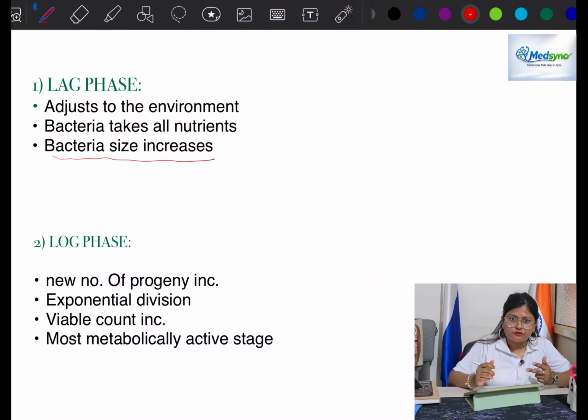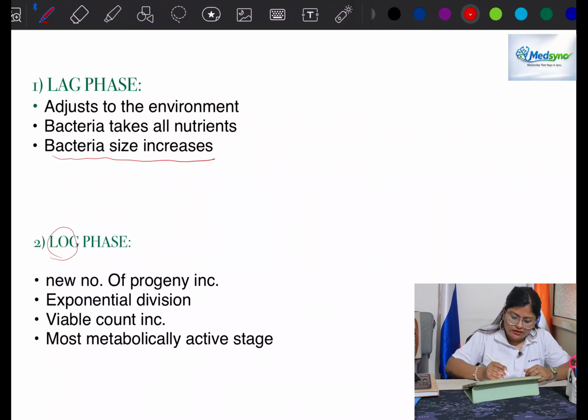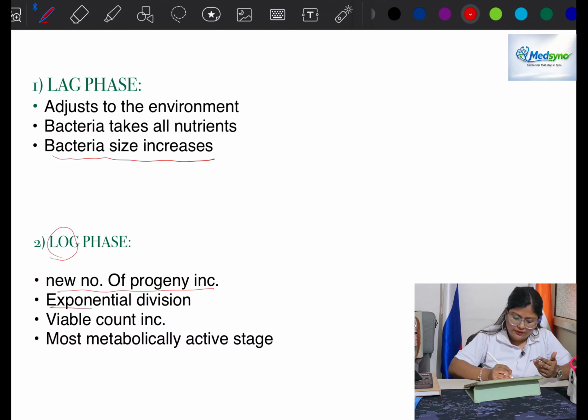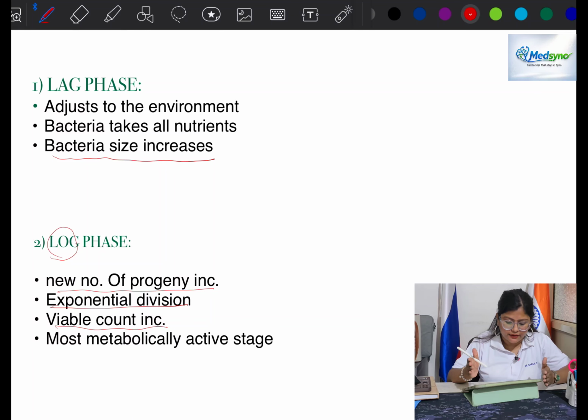Then comes the second phase, which is the log phase. The log phase is the exponential phase where the new progeny of bacteria will increase. It means bacteria divide by binary fission and there will be exponential division of the bacteria. So viable count increases in the log phase. It is the most metabolically active phase of the bacteria. So here the staining is done very well.